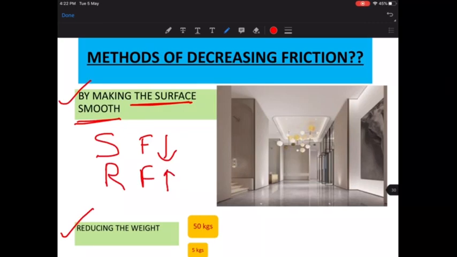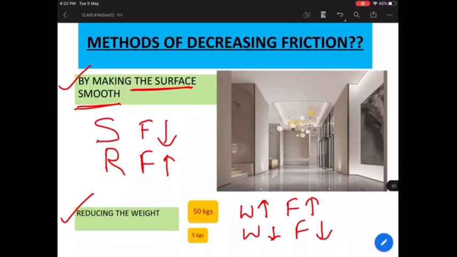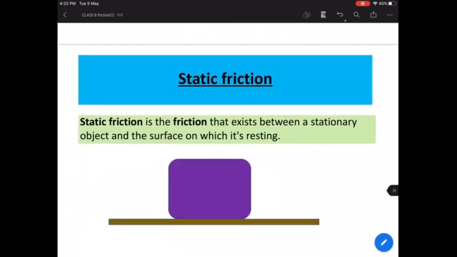How about in the case of weight? If the weight is more, then your friction is also going to be more. If the weight is less, then the friction is going to be less. So you can play with the weight as well as the smoothness or roughness of the surface. Thereby you can reduce or increase the friction. Fine. I hope this is very clear to all of you.